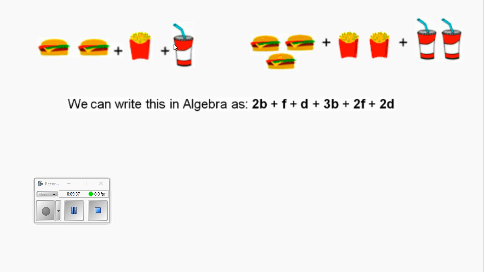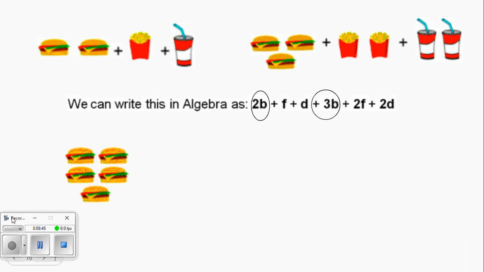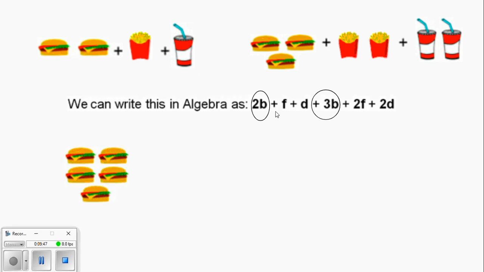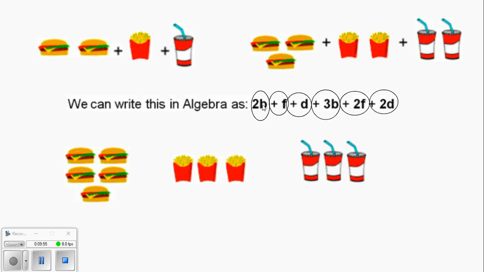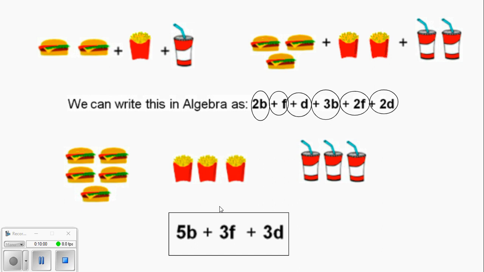But let's say we're trying to put these 2 orders together, like on the receipt. So we have 1, 2, 3, 4, 5 burgers, and let me move that for the picture. There we go. There's the 5 burgers. So 2 burgers plus 3 burgers is my 5 burgers. We've got 1 order of fries plus 2 more, so that's going to be 3 orders of fries. And I see 1, 2, 3 drinks. So when we're combining that, the final answer would be 5B plus 3F plus 3D.